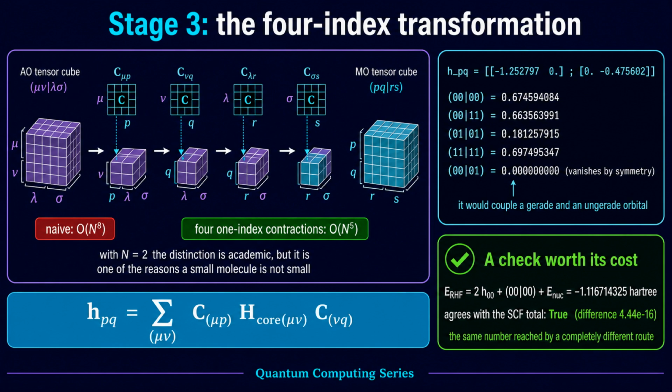The 1-electron matrix comes out diagonal. Then the cross-check. Rebuild the Hartree-Fock energy from the transformed integrals alone. It agrees to 16 decimal places.